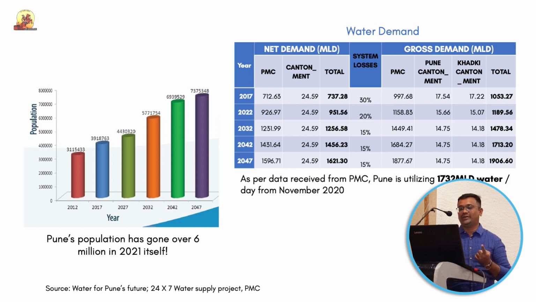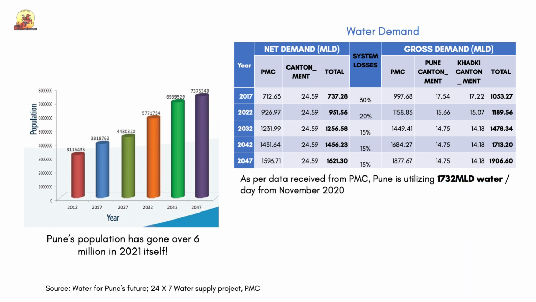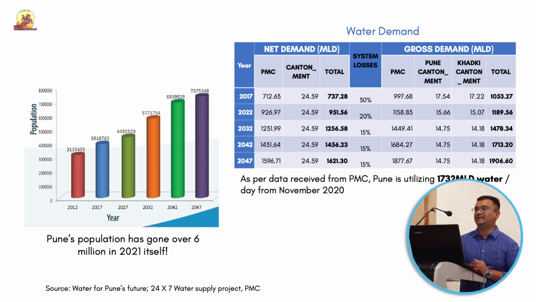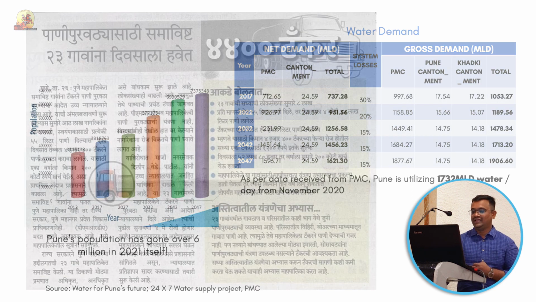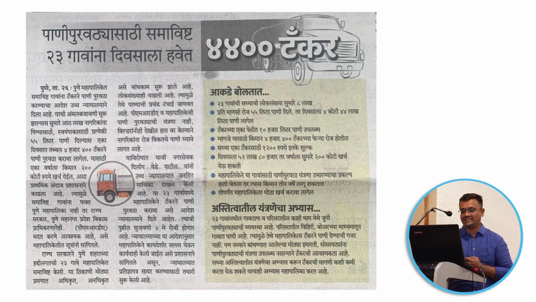Then according to their prediction, we will require more than 1700 MLD water by 2042. But the fact is, as per data received from PMC, Pune has been utilizing more than 1700 MLD water since November 2020. So our predictions are terribly wrong, and as a result, we are facing water scarcity. Now, with the addition of extra villages within PMC jurisdiction, the situation has worsened.